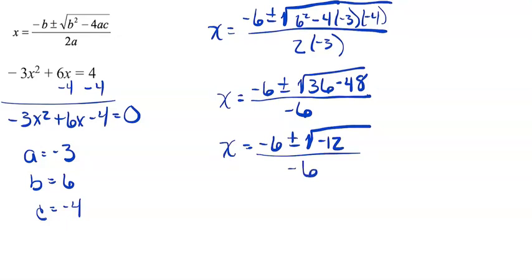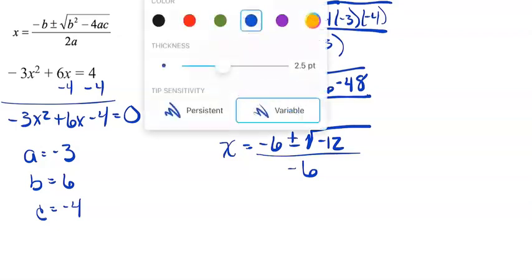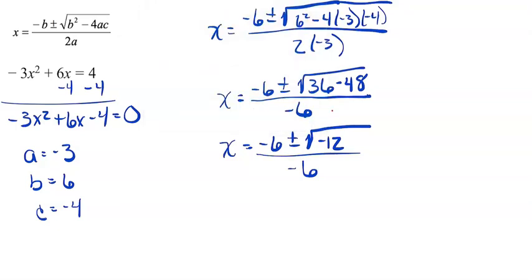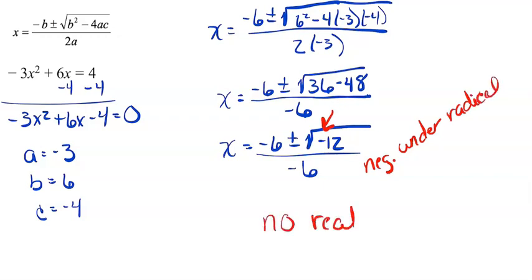So here we go. Look at that radical sign. What do you see? I see a negative under the radical sign. If I have a negative under the radical sign, that's going to tell me at this time I have no real solution. So you have to be careful with that.